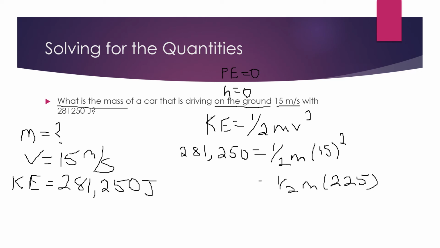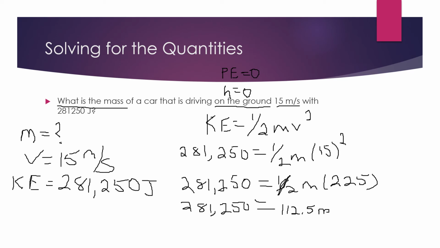Bring everything down. Okay, that's it. You got it. Half. I can now take half. I can jump the half across the m and take half of 225. What is half of 225? 112.5 m equals 281,250. Now all I do is just divide.